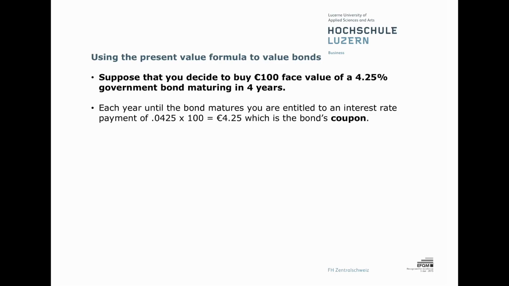Suppose now that you decide to buy a 4.25% government bond with 100 euros in face value and a maturity of 4 years. The 4.25% are the bond's coupon rate, meaning that you are entitled to an interest rate payment of 4.25% of the bond's face value each year until maturity. In our example, this means the bond pays a coupon of 4.25 euros each year.